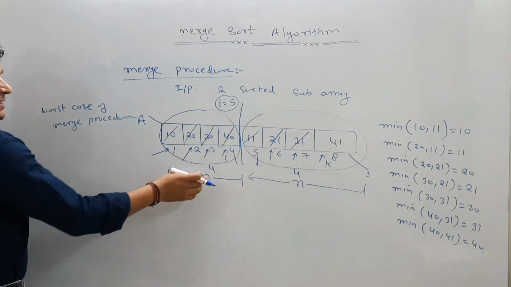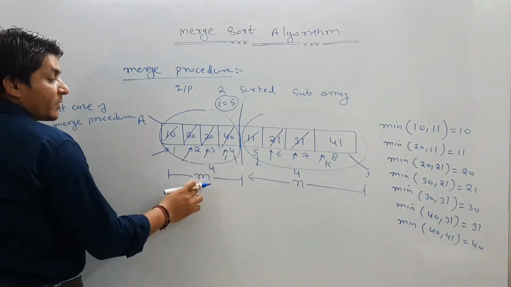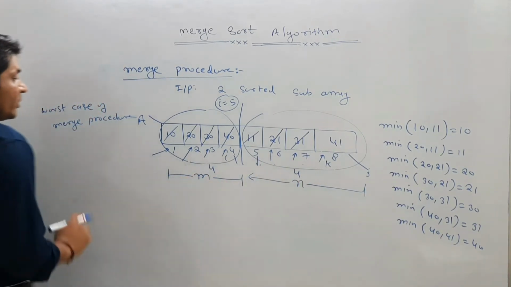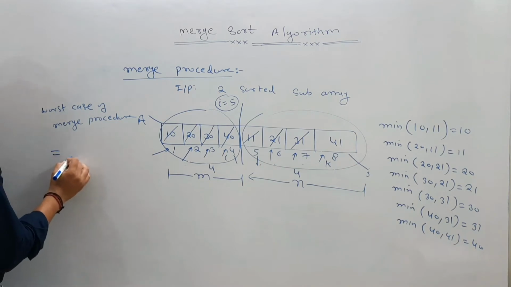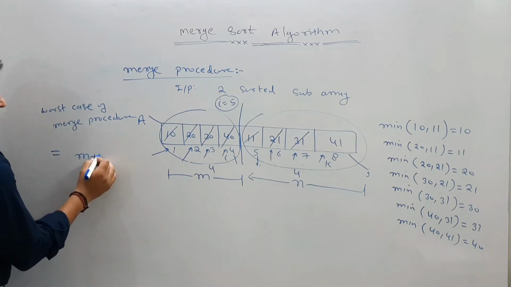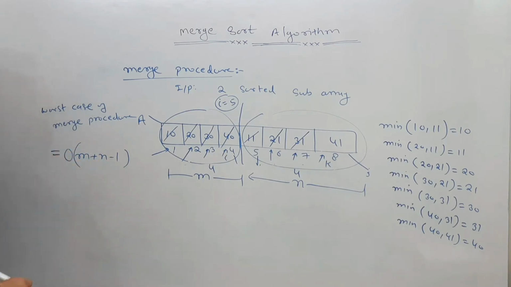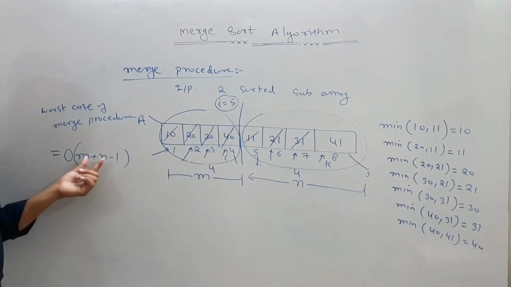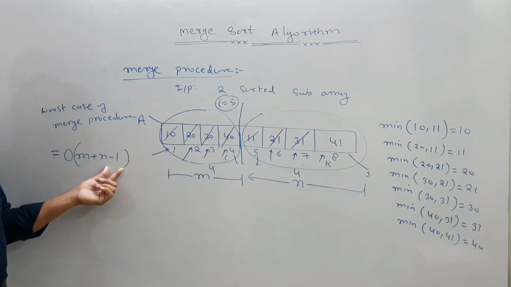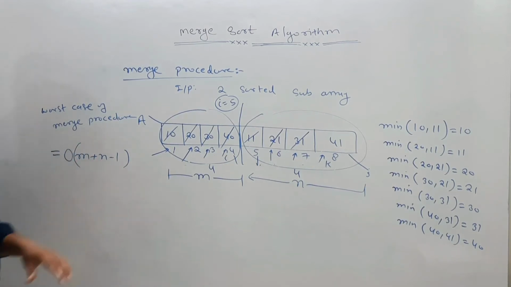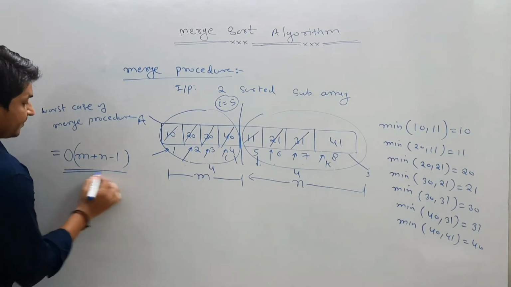So if this array contains m number of elements and this array contains n number of elements, then how many comparisons will we do in the worst case? It is going to be m plus n minus 1. This is very, very important. You need to remember this. In the worst case, the merge procedure will take m plus n minus 1 comparisons.